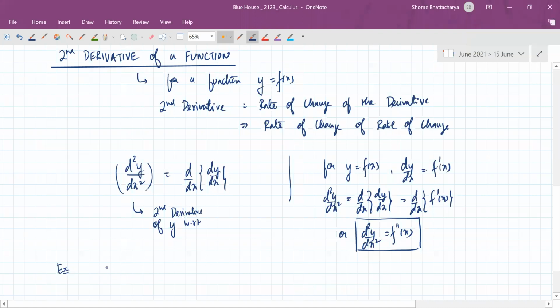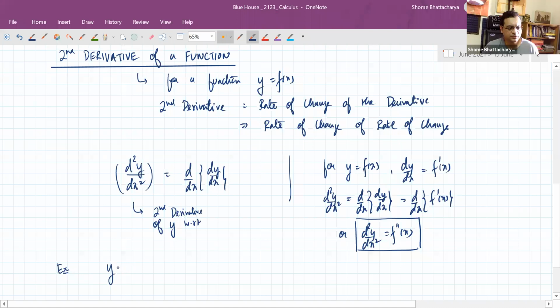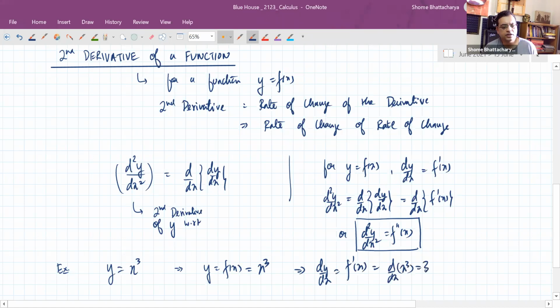Yes, sir. So we'll come to composite functions and all, but let's first understand with a simple function. Suppose my function is x cube. Then we will say that f(x) is equal to x cube. So the derivative of the function, what we in short form write as f prime x, will be the differentiation of x cube. So that will be 3x square, as we all know.